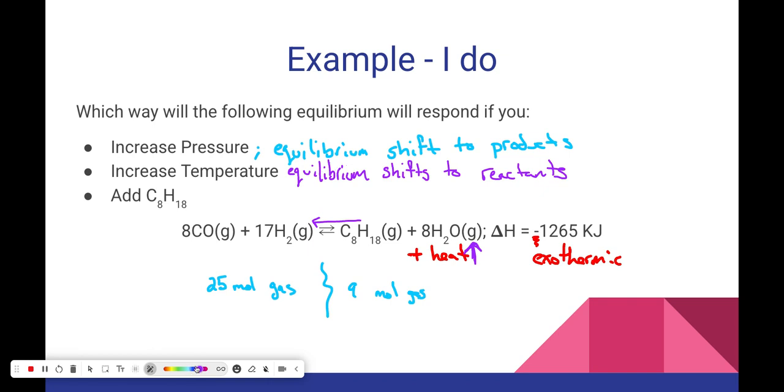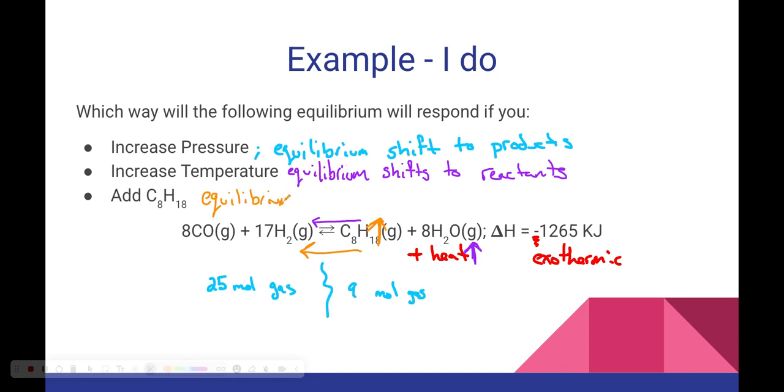Okay. Now, our next one is we're going to be adding octane to this chemical reaction. And if we add octane to this chemical reaction, we know we're increasing the concentration of it, right? So we're increasing the concentration of a product. It means the equilibrium is also going to shift back to the reactants. So the equilibrium here will shift, in our third bullet, back to the reactants. All right. So that's our first problem.